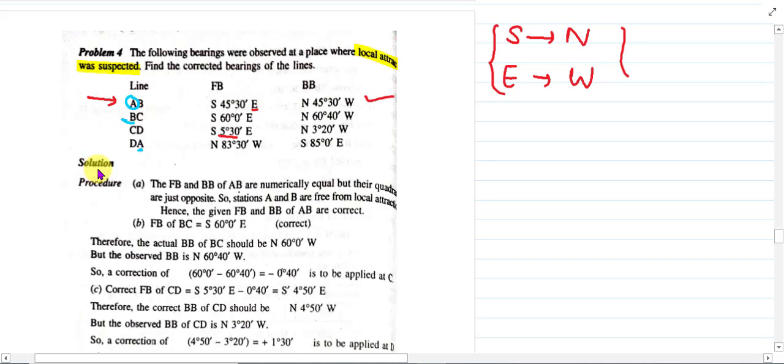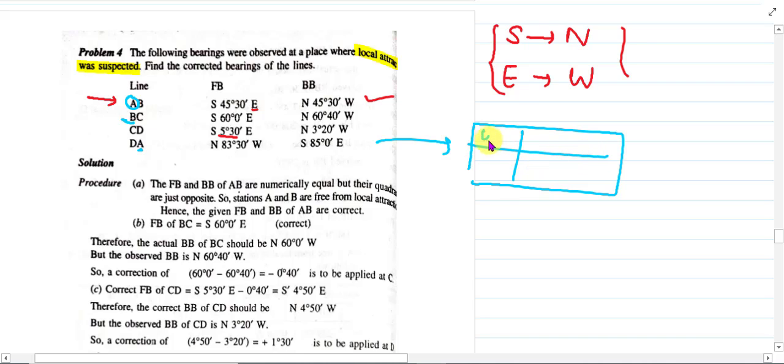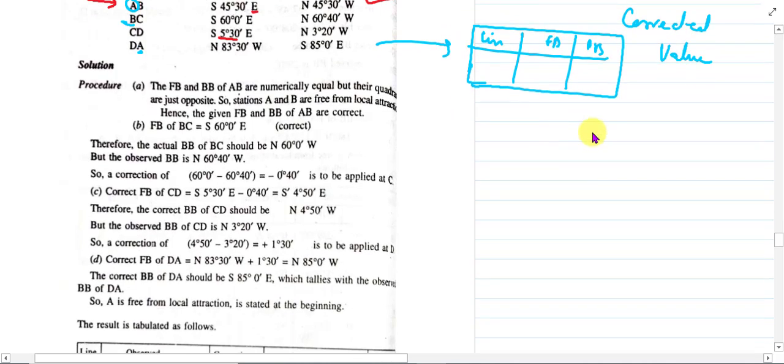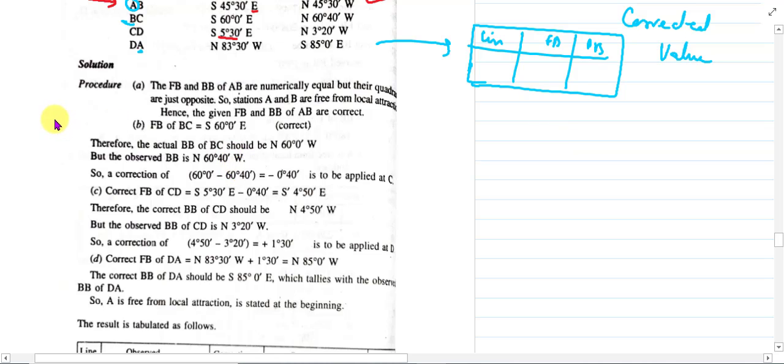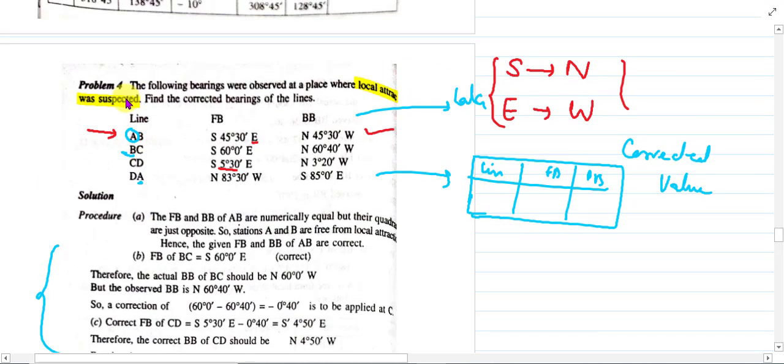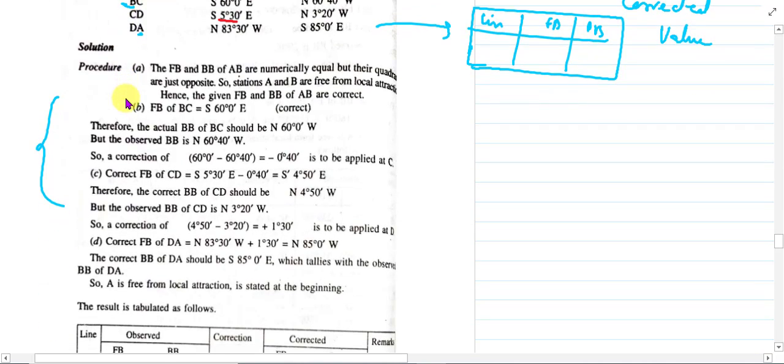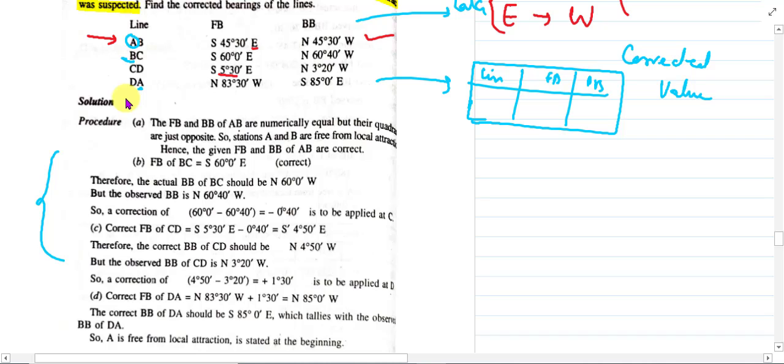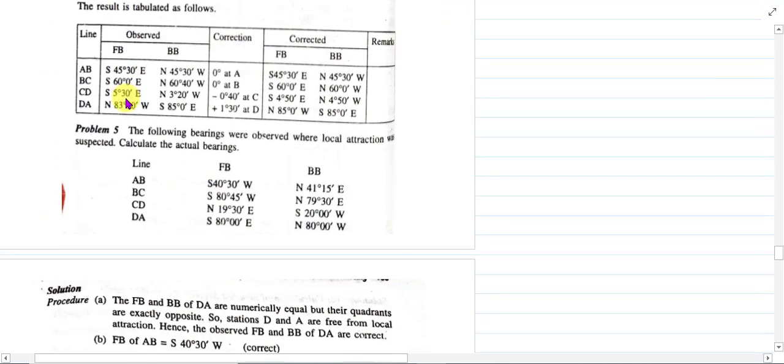Then you have to move to the third step, in which you have to correct all these values and prepare another separate table. So like this, there is a line, there is a fore bearing, and this is the back bearing, and this table gives you the corrected value. Okay, this is the calculated value. You have to draw a table which gives the corrected value after the completion of the solution of this numerical. So this is problem number 4. Okay, if you have any doubt related to problem number 4, please ask. Yes, sir. Now move to problem number 5.